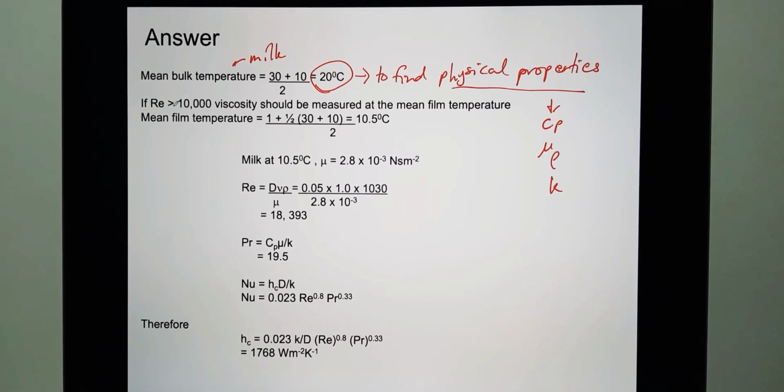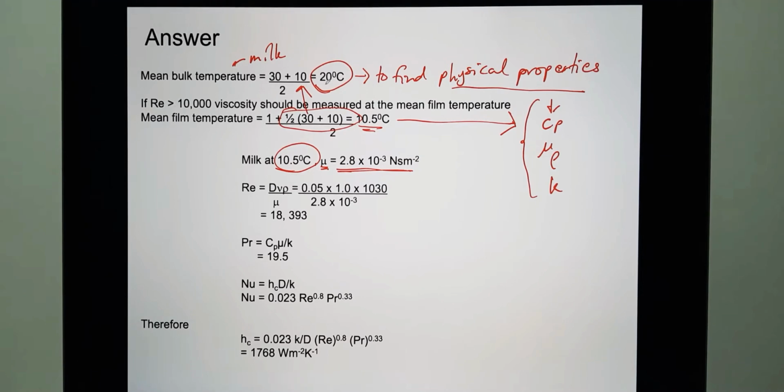Okay, and then this one is just additional information. If let's say the Reynolds number is greater than 10,000, then viscosity should be measured at the mean film temperature. So mean film temperature is 1 plus 20 over 2, because we are looking for this particular average temperature, equals 10.5 degrees Celsius. Again, this particular value is to look for the physical properties. So for milk, can you see this one? Milk at 10.5 degrees Celsius, this physical property mu is at this particular value.